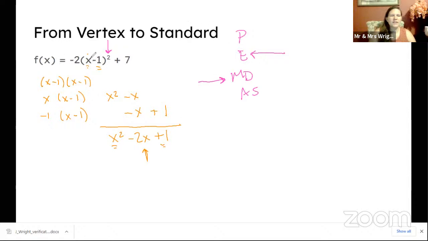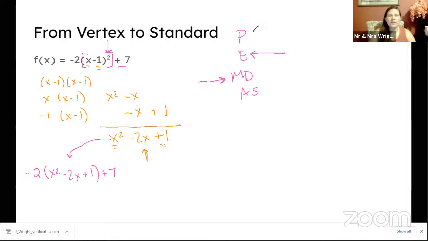All right, so let's continue on. So that was just this part right here, just the squaring. So now we need to plug it back into the problem. We're going to take the squaring that we did and put it in some parentheses right where it was in the problem before. So we've got -2 times (x squared minus 2x plus 1), close parentheses, and then we have the +7. Okay, so now is when we're going to distribute.